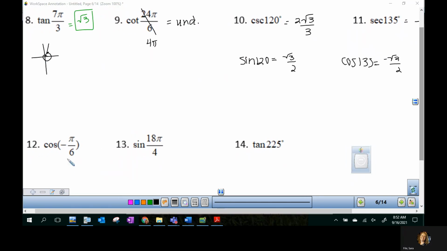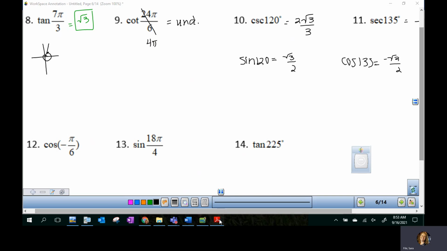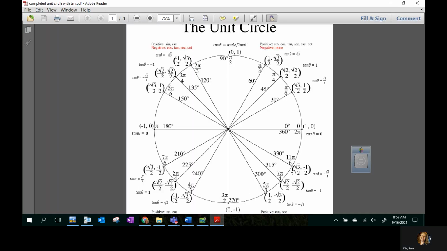Negative pi over 6. So again, in the negative direction, 1 pi 6, that's going to put me here at 11 pi over 6, right? Okay, so I'm here at this point at 11 pi over 6, and I want to know cosine. Cosine is the x, so it's positive root 3 over 2.